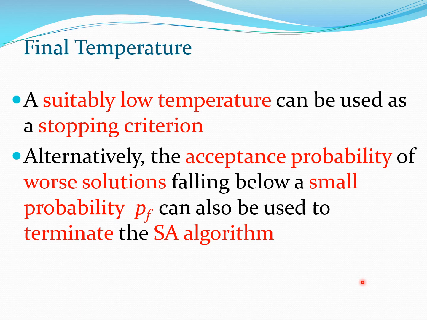One more thing we can consider is that when the probability of accepting worse solutions falls below a small probability Pf, this can be used to terminate the search process. Again, this is some number we can select and use to stop the method.